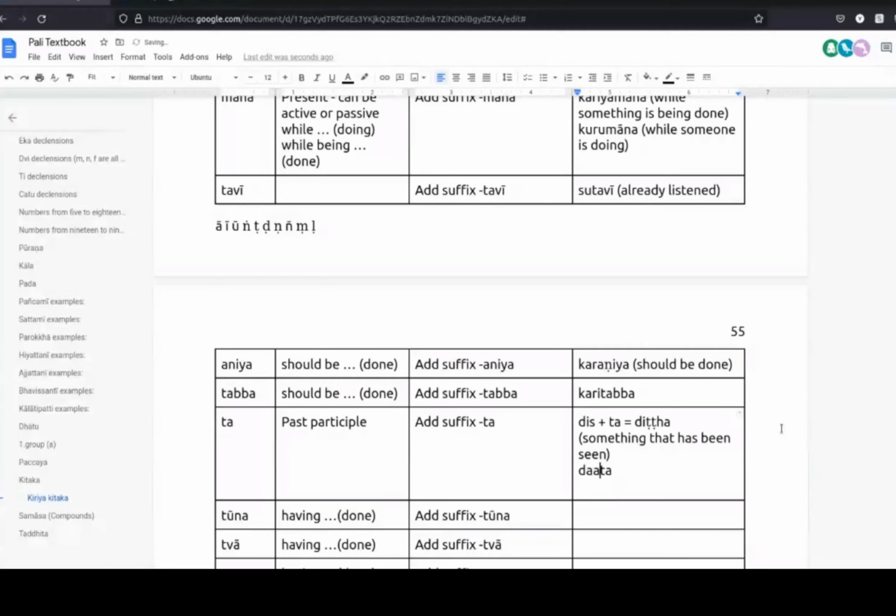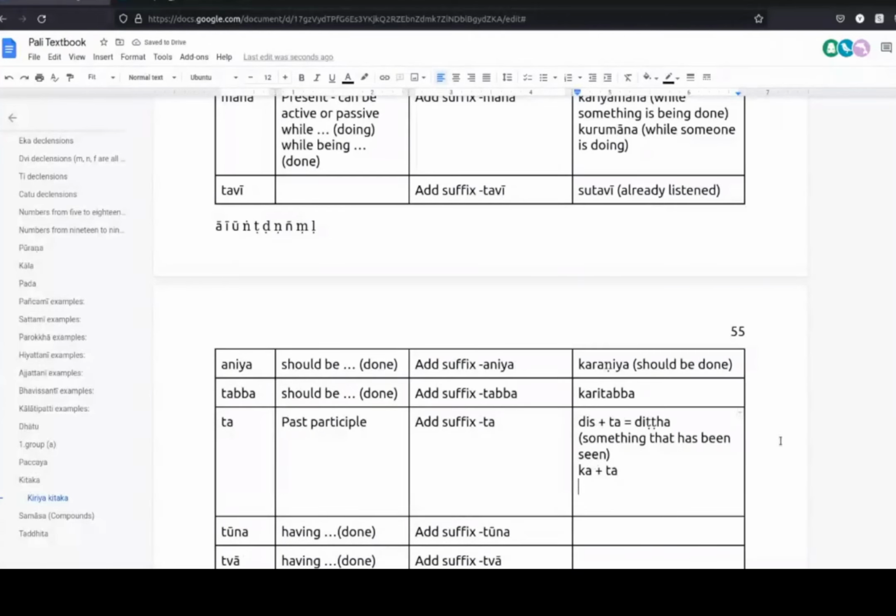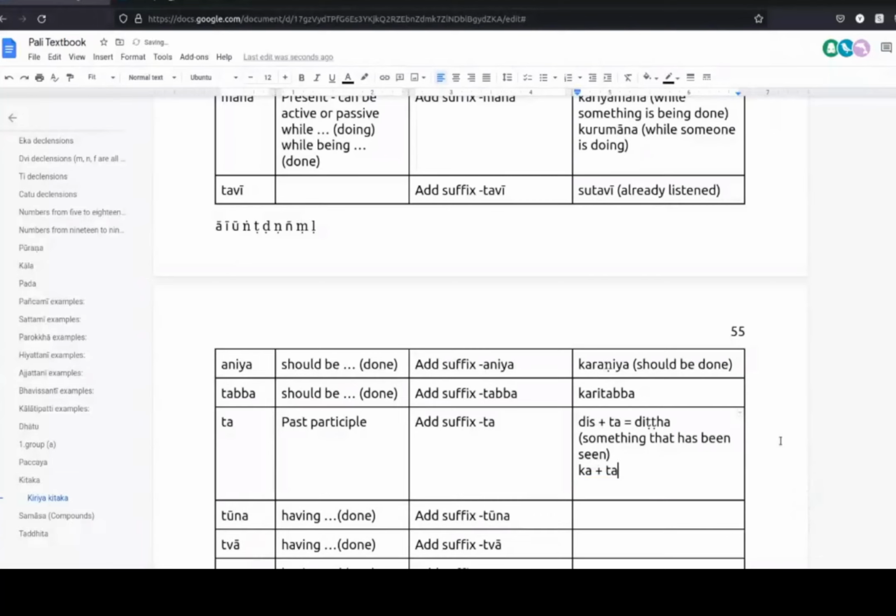I think it's just, I'm not sure. Something that is done is katta. This is very common. You're going to see this all over the place. Kat plus ta is something that has been done. Trying to think of some irregular, weird looking ones. Well, simple ones like Buddha. Buddha is something that has existed, something that has come into existence. So common, all over the place.